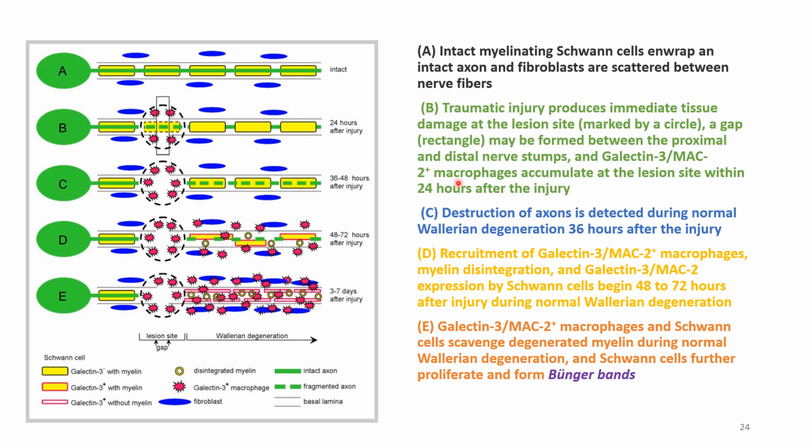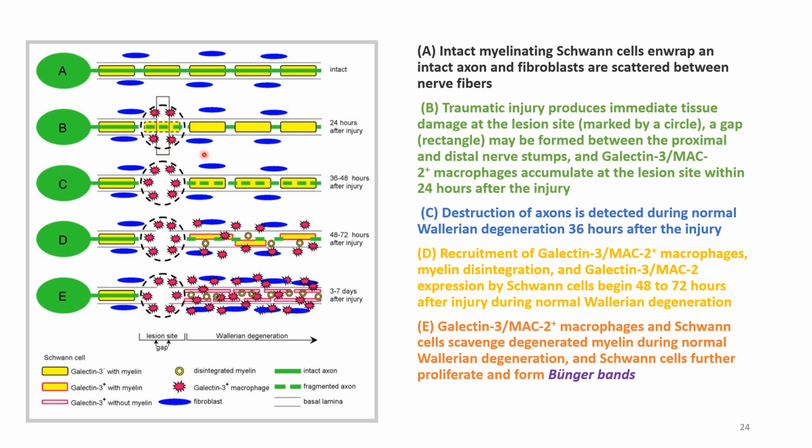Next, what happens? This is the site of injury. Then 24 hours after injury, what happens? Traumatic injury produces immediate tissue damage at the lesion site. Immediately the tissue gets damaged. Okay.